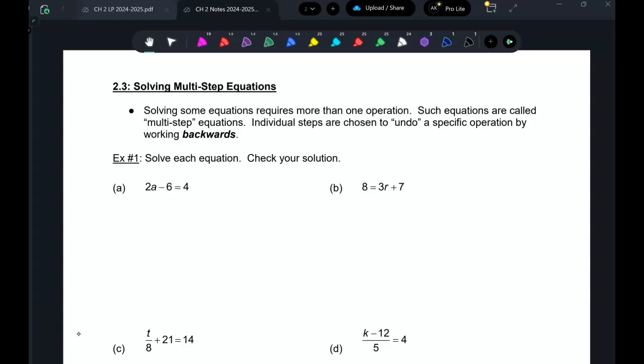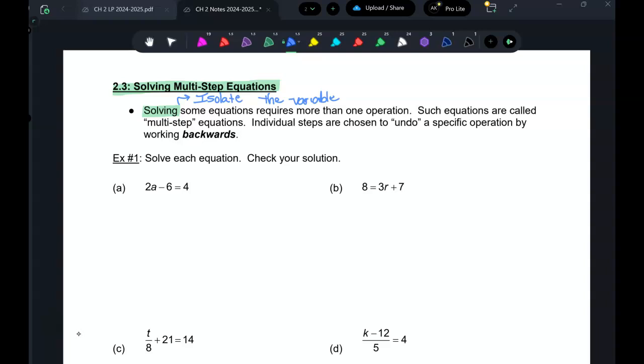Okay, hold on. Let me explain first. So we have multi-step equations. Multi meaning more than one, right? So we've done one-step equations with addition, subtraction, multiplication, and division. Now what happens when we have multiple steps? Okay, so again, when it says solve, that means we want to isolate the variable. Isolate means we want to get everything to cancel and get the variable all by itself. Okay?